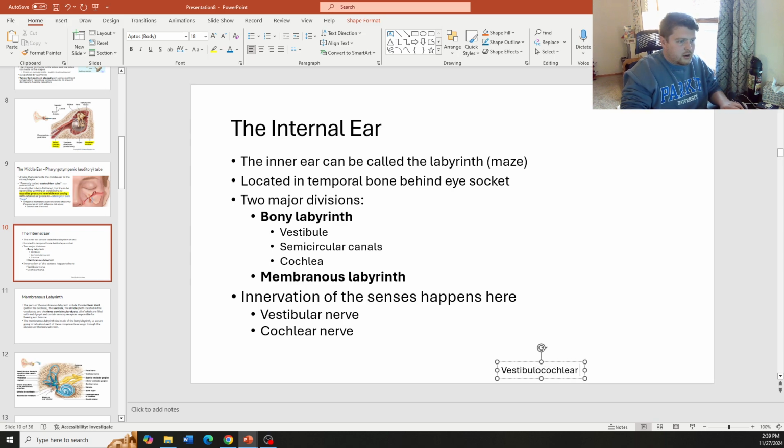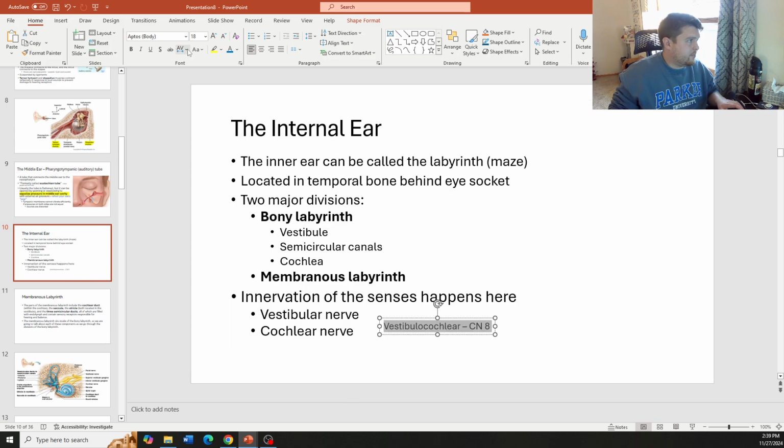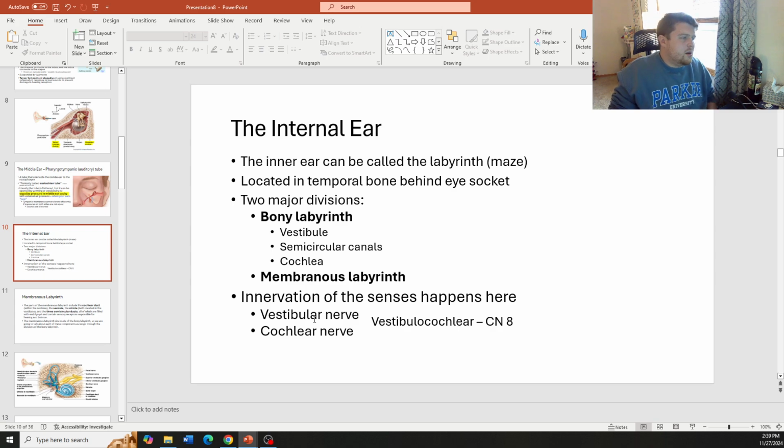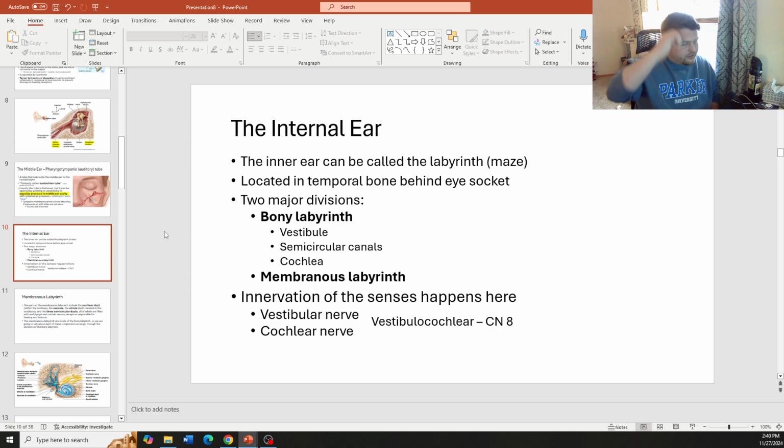Called the vestibulocochlear nerve, cranial nerve 8. But we can see the specific divisions, what they're used for, before they come together into one nerve.